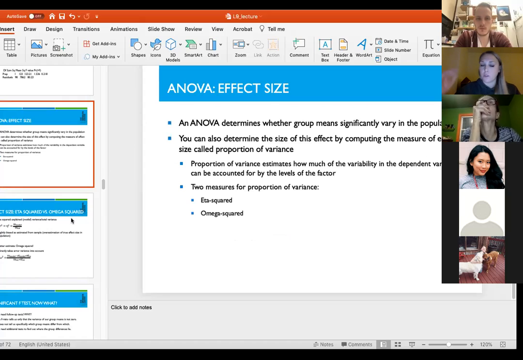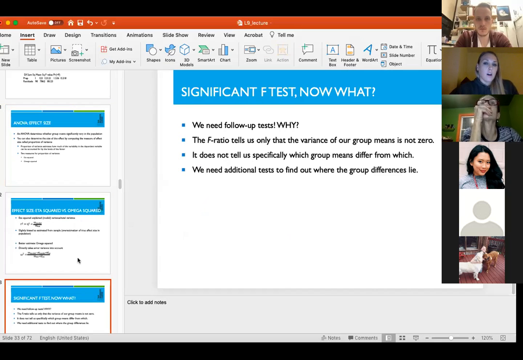So we'll go through how to do that in a second after we talk about the follow-up test. And so we'll sort of do that whole chunk in R as well. Okay, so we have a significant F test.